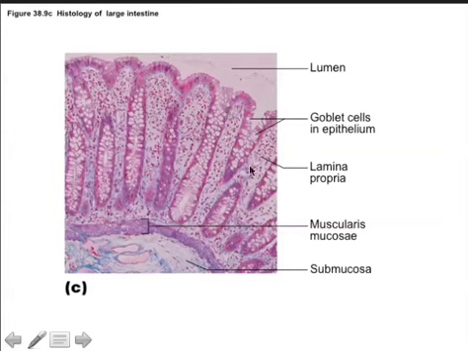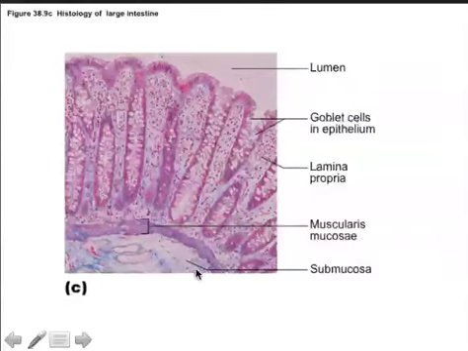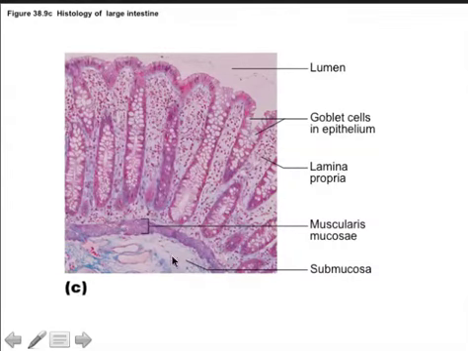The lamina propria is the area just beneath the epithelial tissue. Again, it's dominated by connective tissue, and you can see the muscularis mucosa here, the smooth muscle layer that allows a lot of contact of the fecal matter with the lining of the large intestine, and of course the submucosa beneath it. And you will find also throughout the large intestine, if you look very closely in the submucosal regions, lymphatic tissue as well.